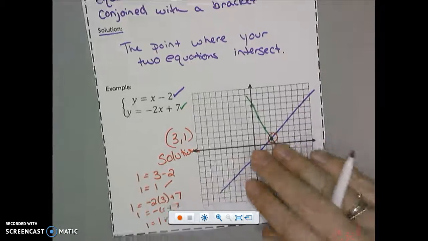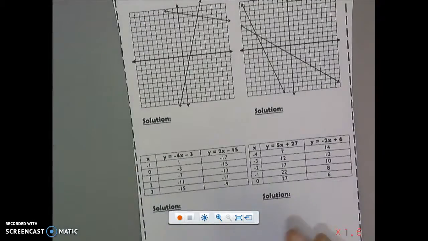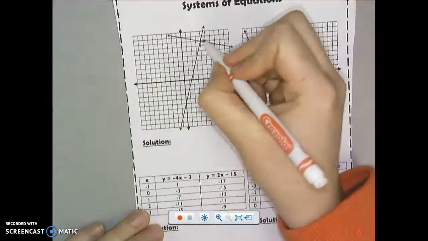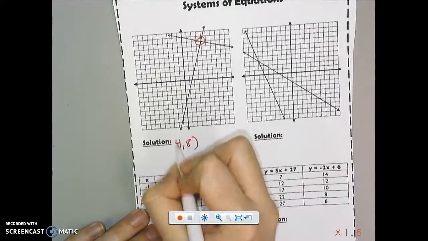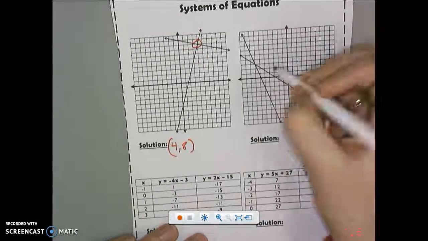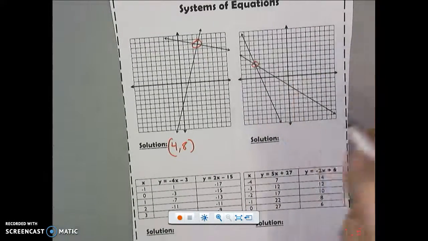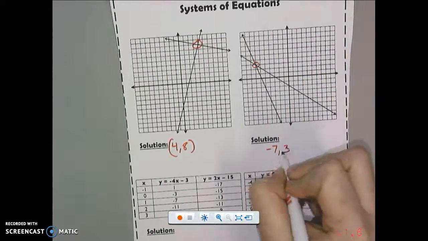All right, knowing that, we're going to go to our second one, and all we're going to do is just find our solution. So remember again, where we cross, and our line right here is 4, 8. And we're going to go where we cross again, and our ordered pair is -7, 3.